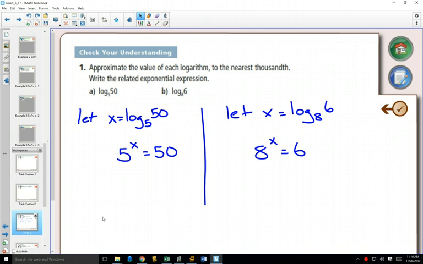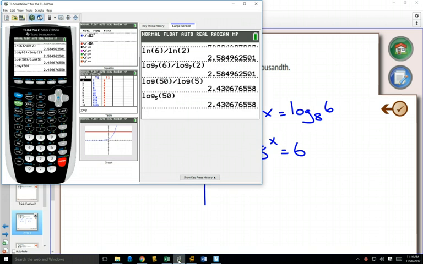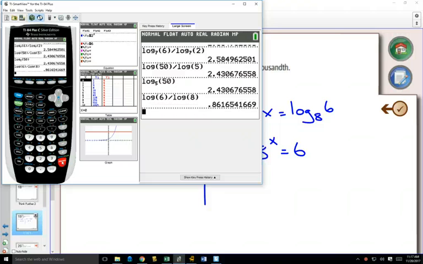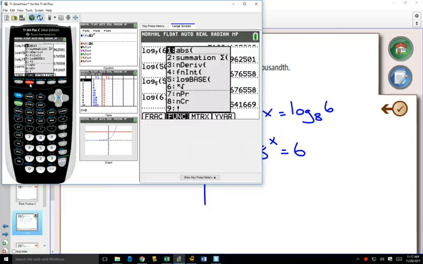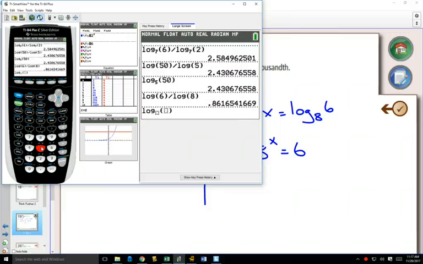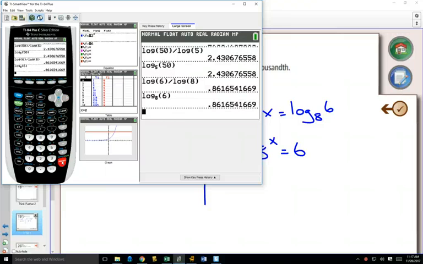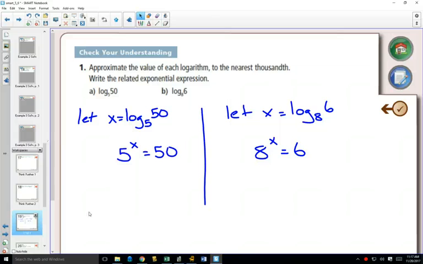So our answer should be between 0 and 1. And when going to our calculator to figure this out, again, you might use the change of base theorem and do log 6 divided by log 8. We get something between 0 and 1. Alternatively, you could type it in as log base 8 of 6, and notice we get the same answer. All right, so the questions for practice on this one are 3, 4, and 5.